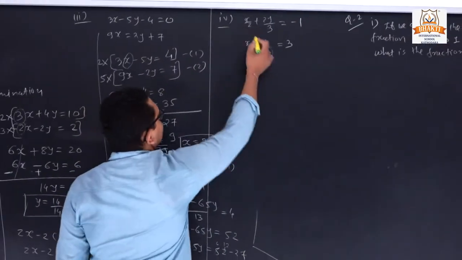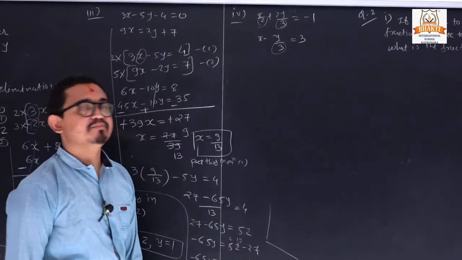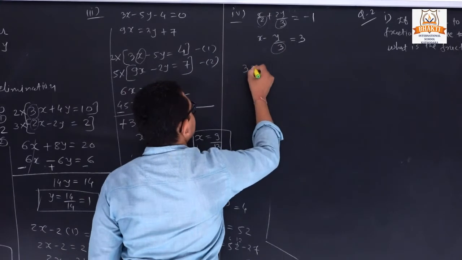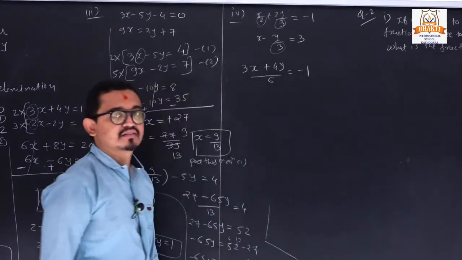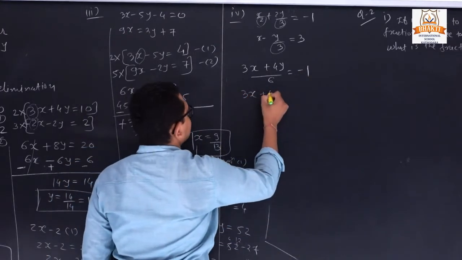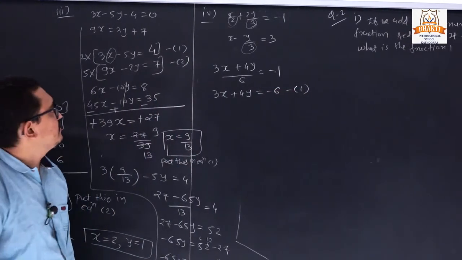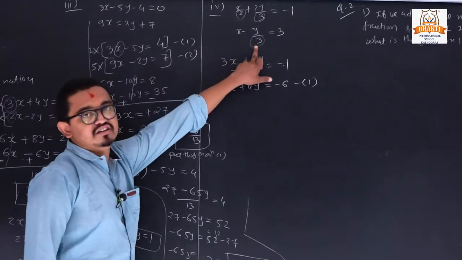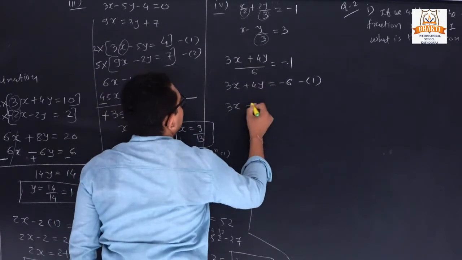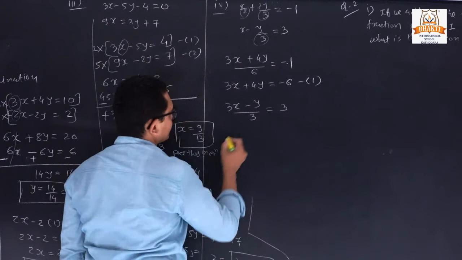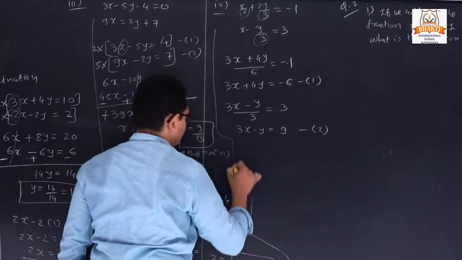Question number 4. So here see that we have a value in the denominator. So first of all we can take the LCM. So 3 into x, so it is 3x, 2 2s are 4y upon 6 is equal to minus 1. Now 3x plus 4y, 6 1s are 6. So we can declare it is result number 1. Once again in the second equation see that we have the value in the denominator. Once again we can take the LCM. 3 into x, so 3x minus y upon 3 is equal to 3. So 3x minus y, 3 3s are 9. So we can declare it is result number 2.